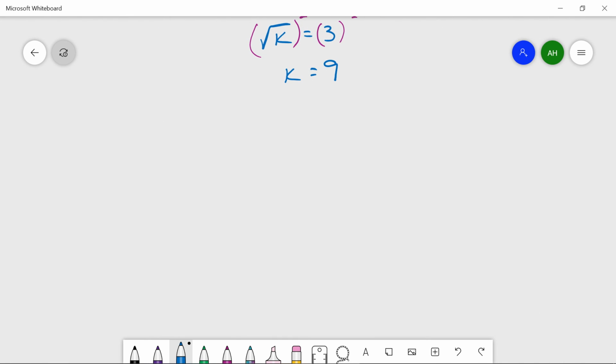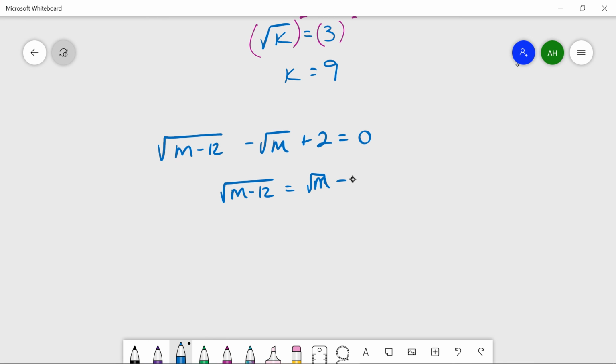I'm going to give you one to do on your own. This is root m minus 12 minus root m plus 2 equals 0. Turn off the video, do this for yourself, and then come back and check it with me. Assuming that you did that, I've got root m minus 12 equals root m minus 2.